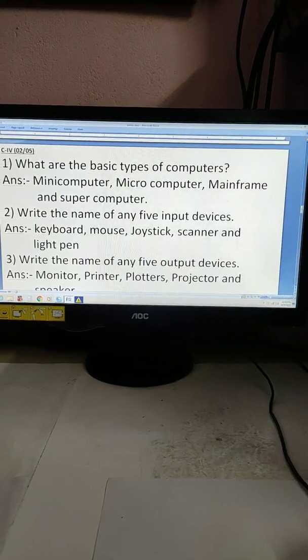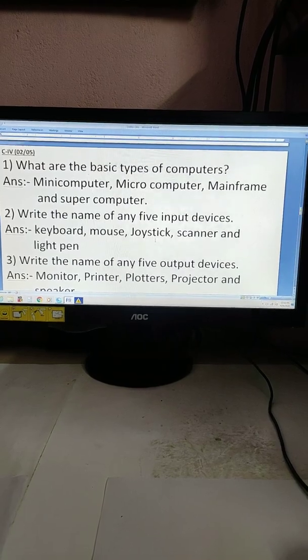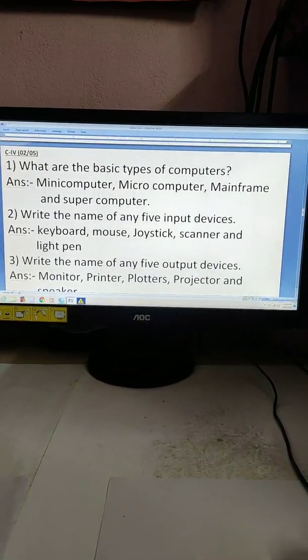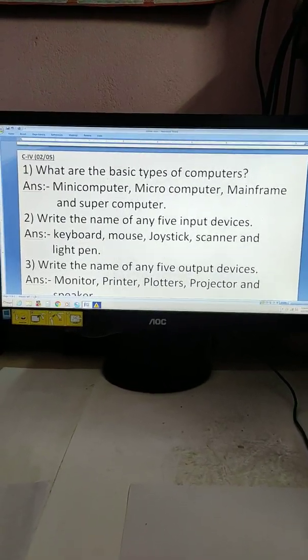Write the name of any 5 input devices: keyboard, mouse, joystick, scanner and light pen. These are the 5 input devices.